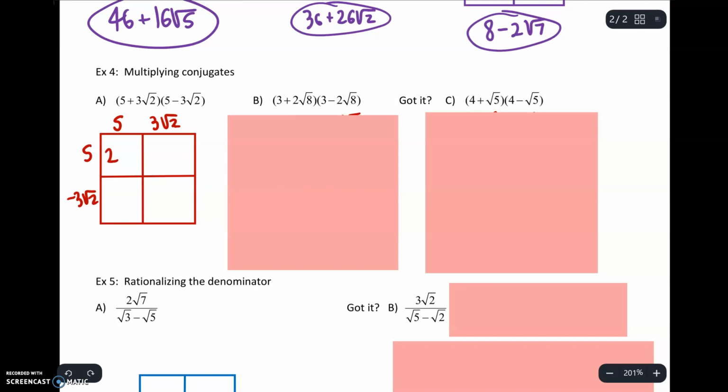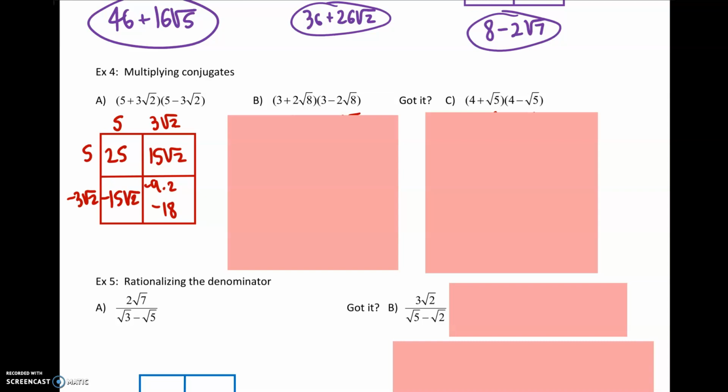And now if I'm to multiply in each box, I get 25, I get a 15 rad 2. Now I have a negative 15 rad 2, and it looks like we have a negative 9 times 2. If I'm to multiply the individual pieces, combining to make negative 18 on that last box. Again, I'm taking 3 times negative 3 to get negative 9. And the radicals, you can think of them as canceling or the square root of 4. Either way, that's going to simplify to get 2 for the second part of that answer. And as we've seen from before, 25 minus 18, that's just going to make 7.